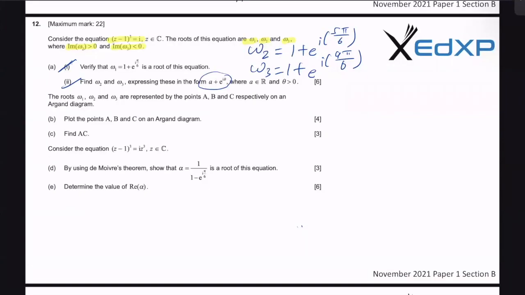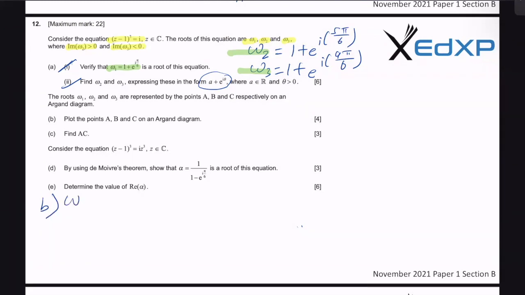Okay, we move on to part B. So we have all 3 roots now. Let me highlight them in green. The first one is omega 1, 1 + e^(iπ/6), or 30 degrees. Omega 2 is 1 + e^(i5π/6), and omega 3 is 1 + e^(i9π/6). What do we want? We want to plot them on an Argand diagram.